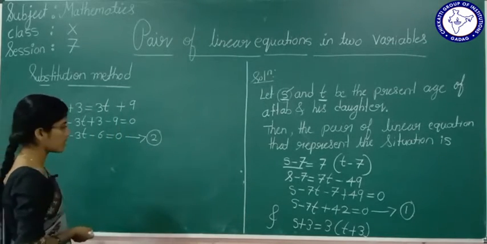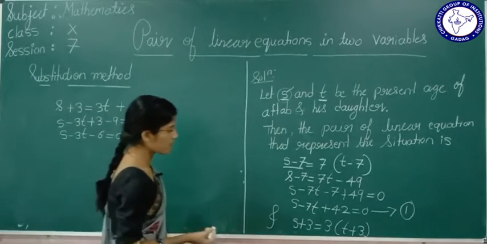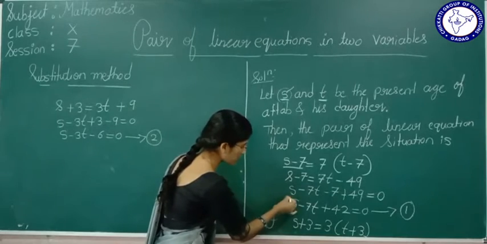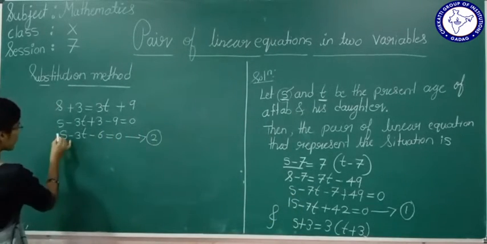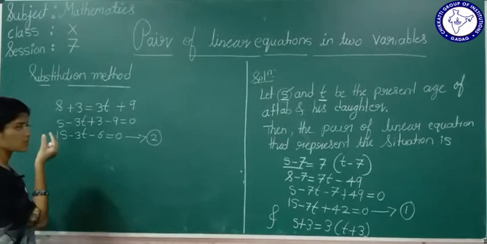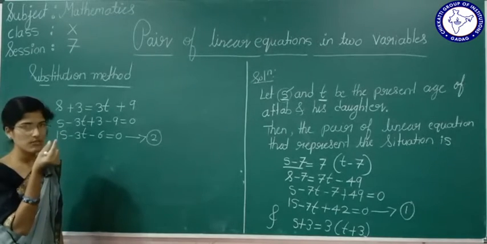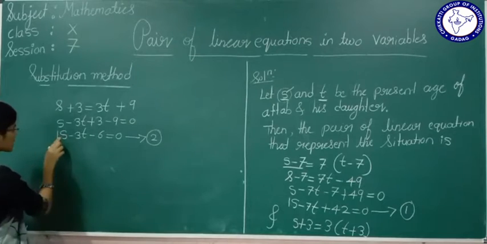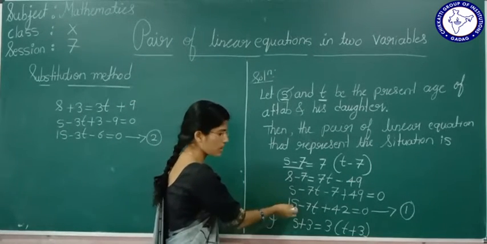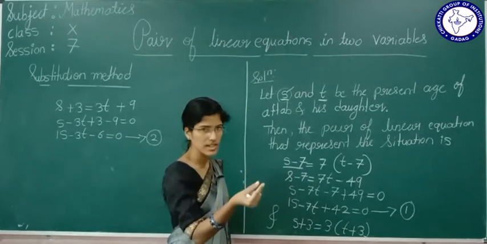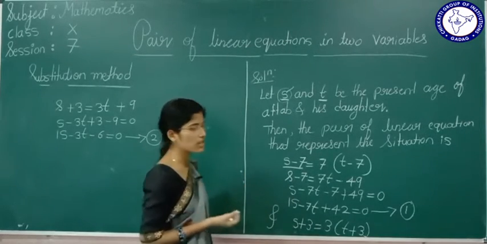But I gave you an easy hint. Do you remember what I told you? Where the variable's coefficient is 1, express that in terms of the other variable. Here s coefficient is 1. Here also s coefficient is 1. Express s in terms of t. Means you will get the answer in a very easier manner.